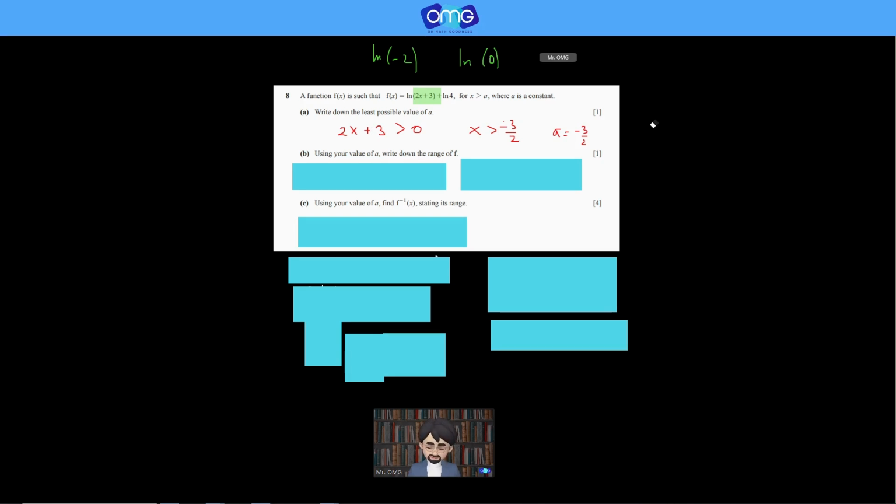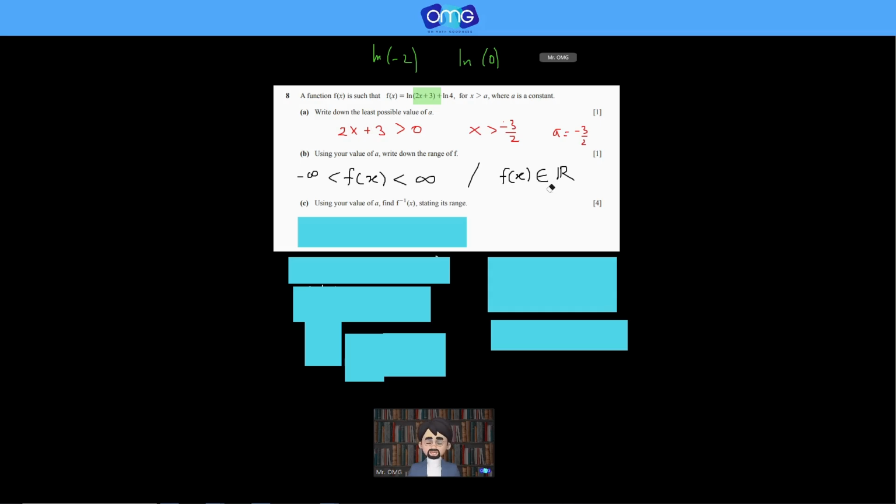Using this value of a, write down the range of f. The range of f, that's when ln can accept any value of y. So we can say that it's minus infinity until infinity, because everything is accepted here, everything that exists in the range. So we can also write f(x) is an element of the real numbers.